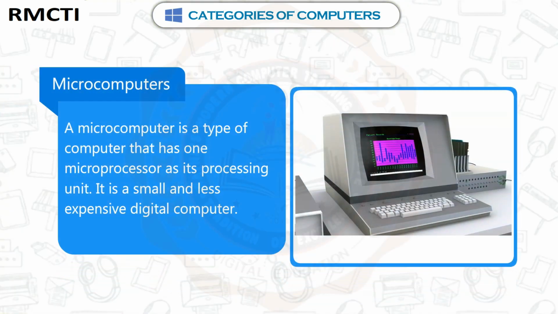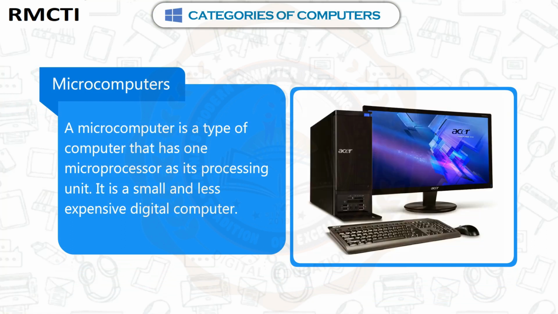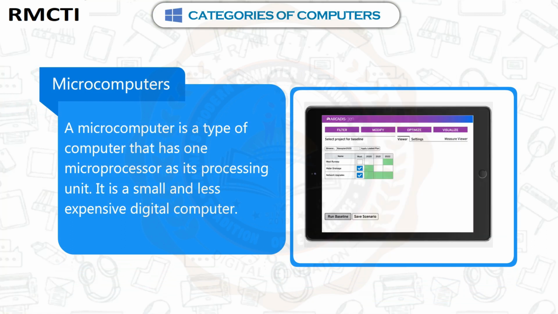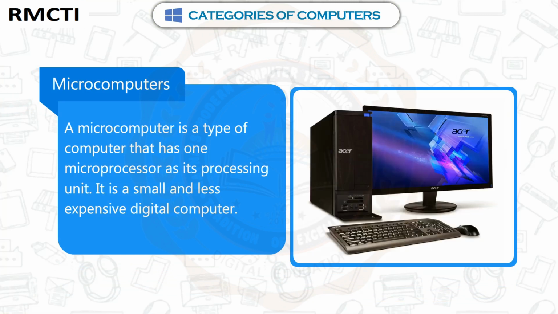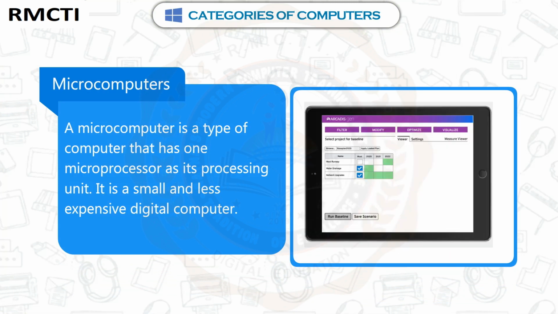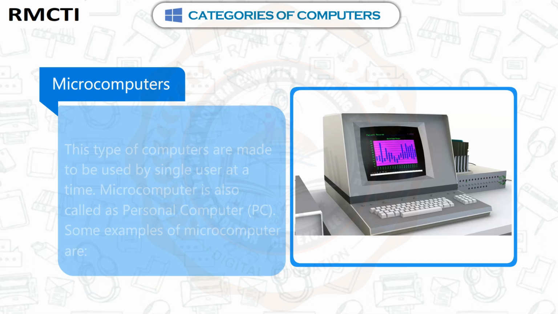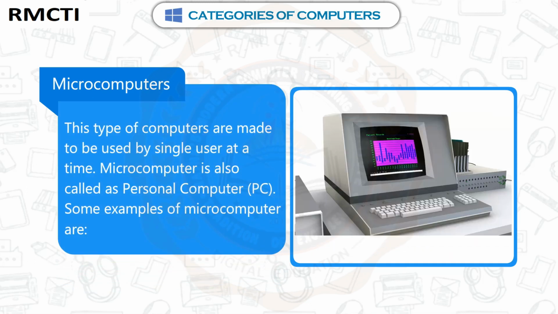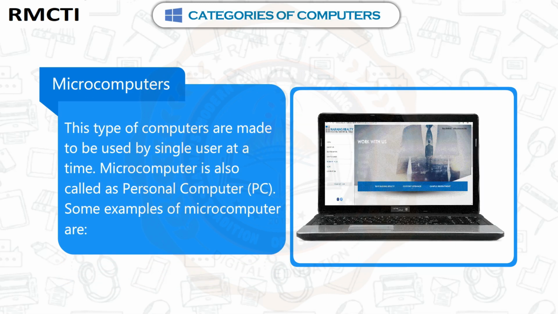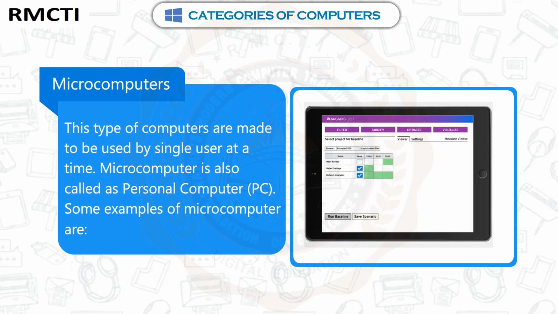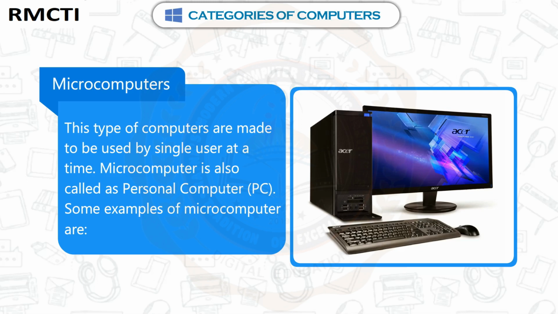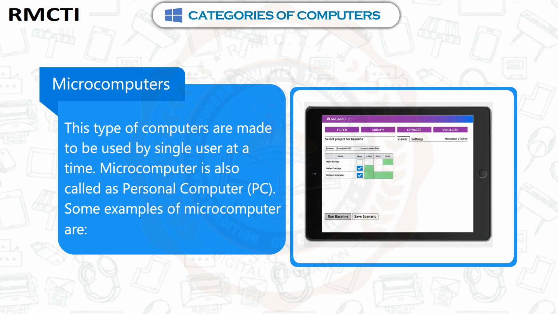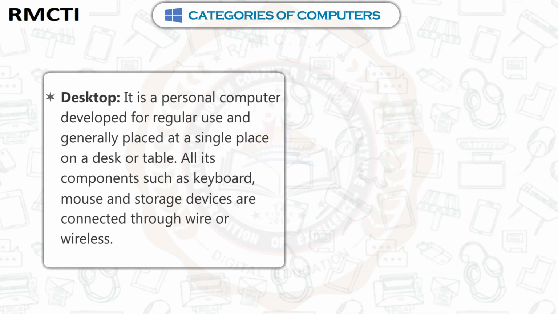Microcomputer. A microcomputer is a type of computer that has one microprocessor as its processing unit. It is a small and less expensive digital computer. This type of computer is made to be used by a single user at a time. A microcomputer is also called a personal computer, PC. Some examples of microcomputer are desktop.